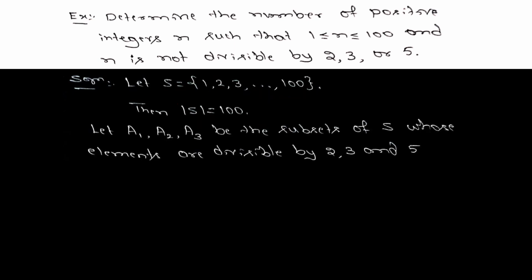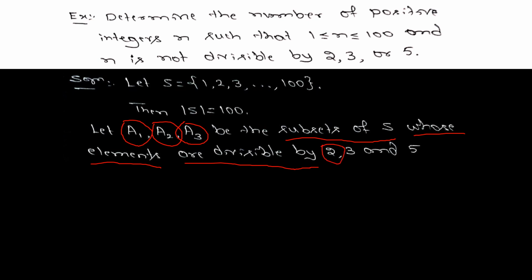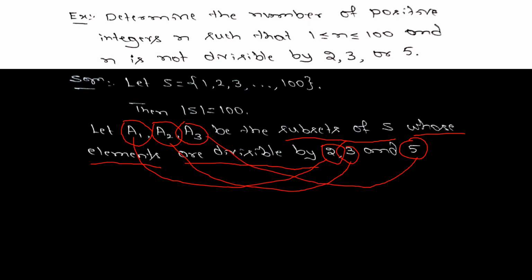Now let us consider the sets A1, A2, A3 as the subsets of S whose elements are divisible by 2, 3 and 5 respectively. That is, the elements in A1 are divisible by 2, elements in A2 are divisible by 3, and elements in A3 are divisible by 5. We have considered.